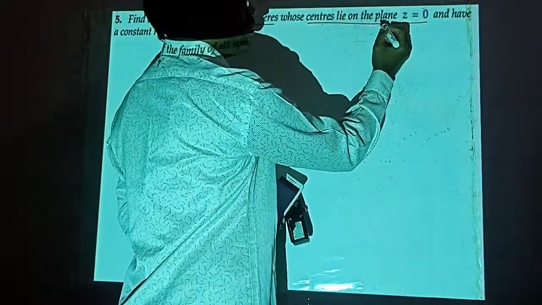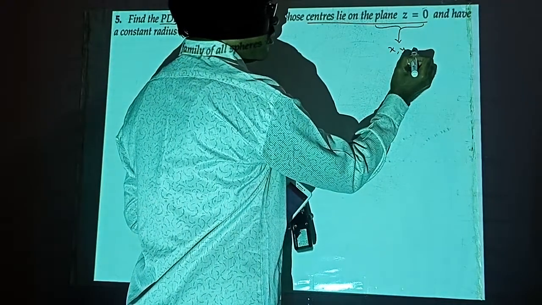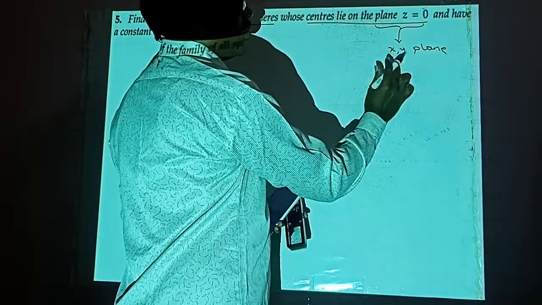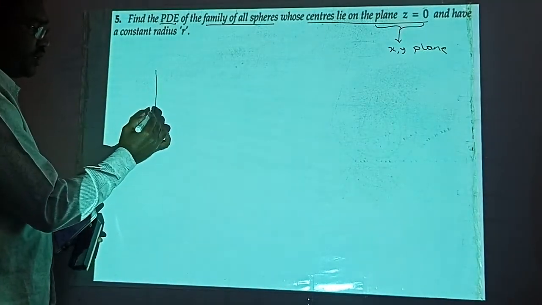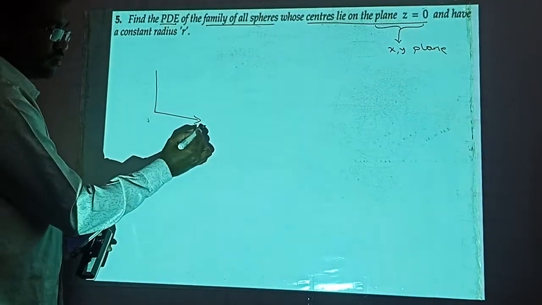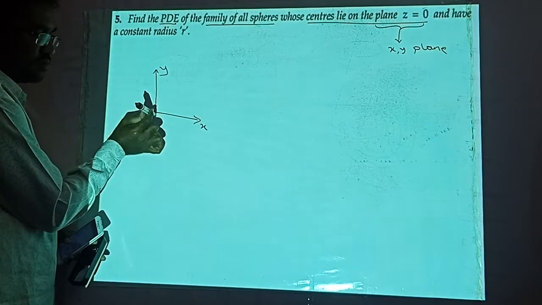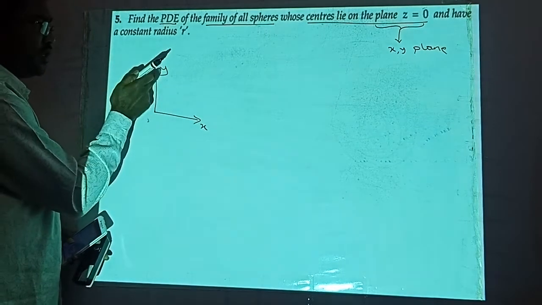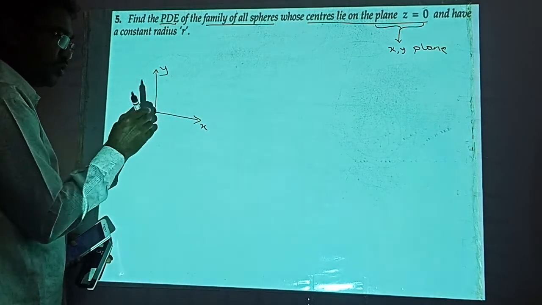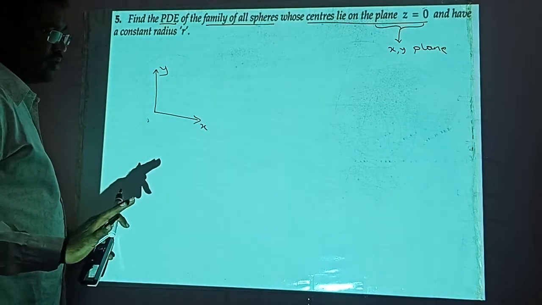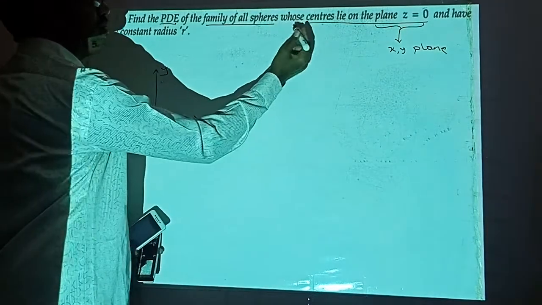What do you mean by z is equal to 0 plane? This is nothing but xy plane. Plane z is equal to 0 is xy plane. Because if this is your x axis, and this is your y axis, where is your z axis? This is your z axis. X axis, y axis, and this is your z axis. If this z becomes 0, there is no z axis. So what is your plane? It is xy plane. So where are the centers lying? On this plane.